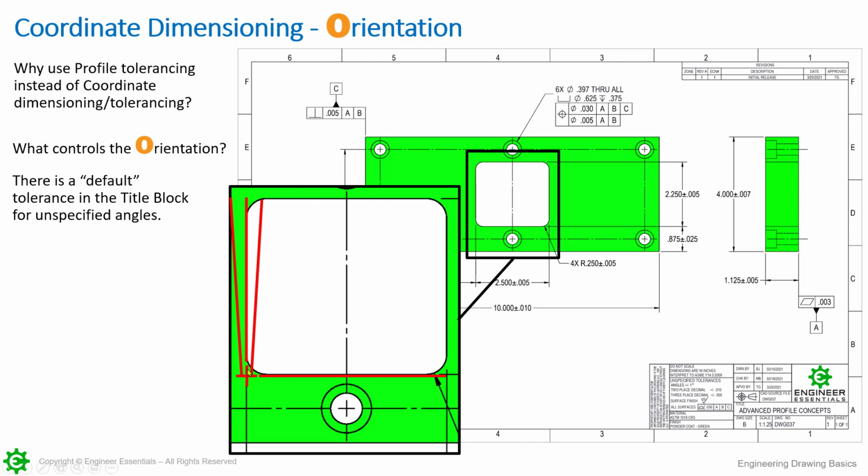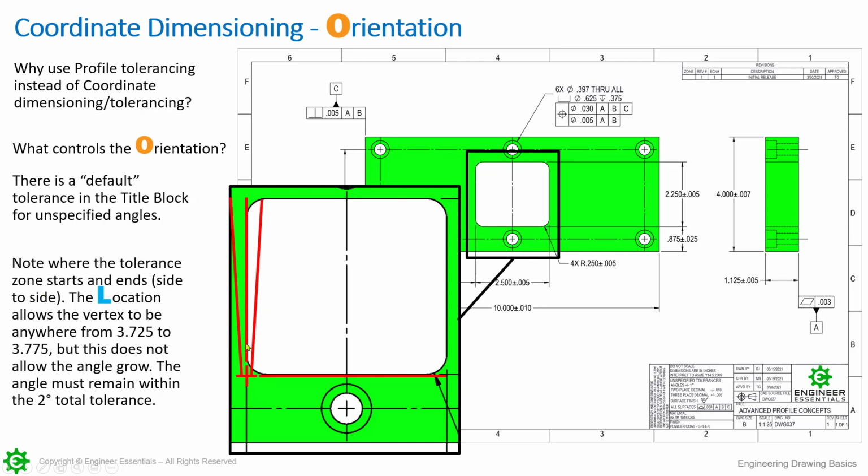Now, do notice over here that there's a space from here to here. The reason that it's that way is because right here in this note, I put note where the tolerance zone starts and ends, side to side. The location allows the vertex to be anywhere from 3.725 to 3.775, because that was that 3 3/4 dimension plus or minus 25 thousandths. So the actual start point is able to slide, adjust side to side, based off of wherever the actual dimension comes in on the manufactured component.